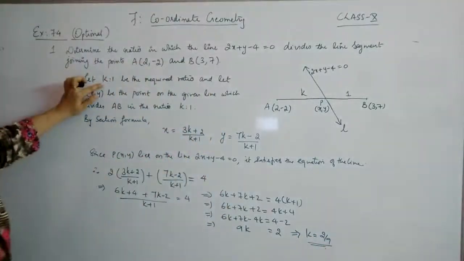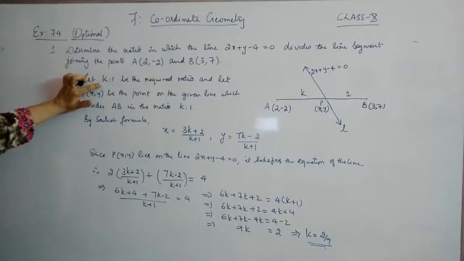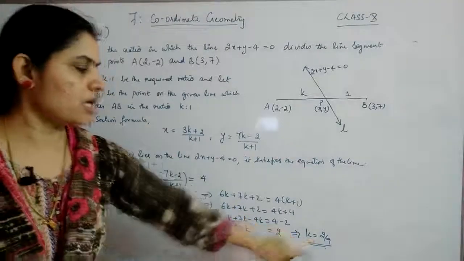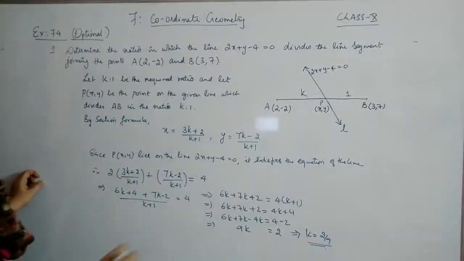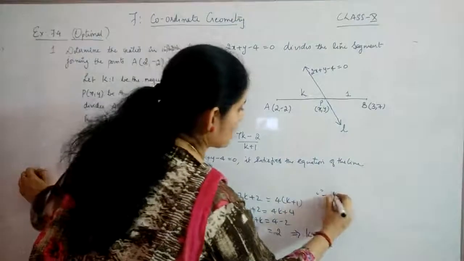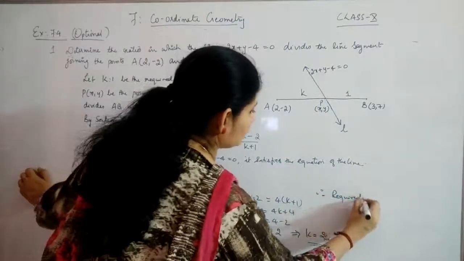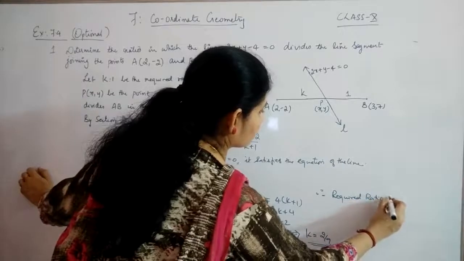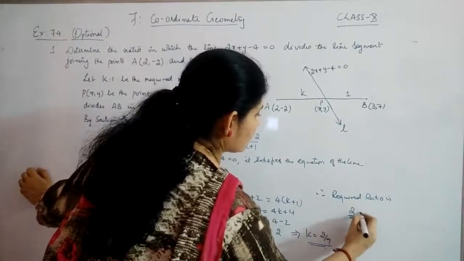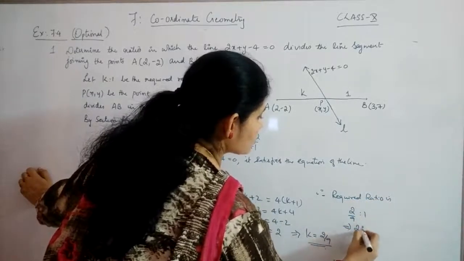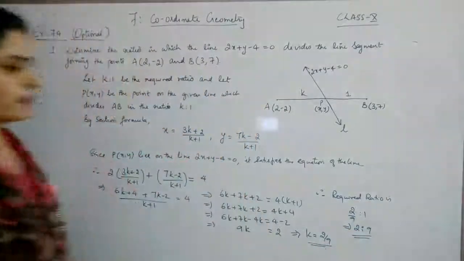That means you have taken k is to 1 as the required ratio and you are getting the value of k to be 2 by 9, therefore the required ratio is 2 by 9 is to 1, which implies it is 2 is to 9. Okay.